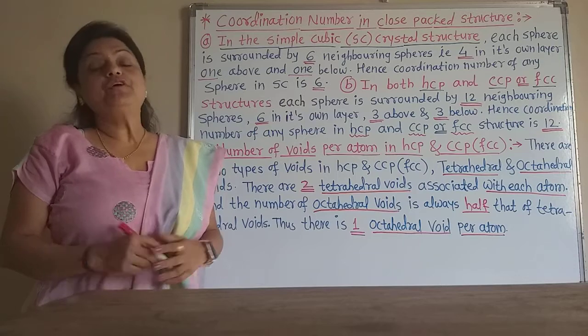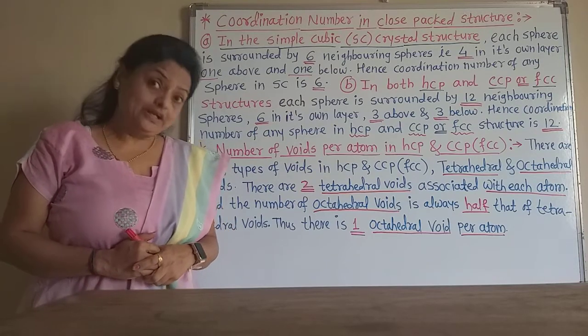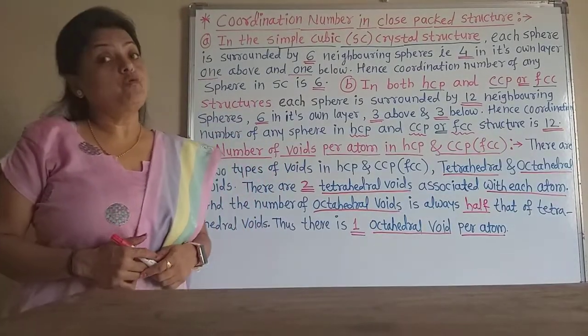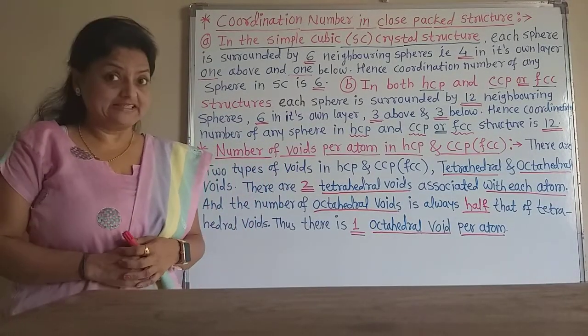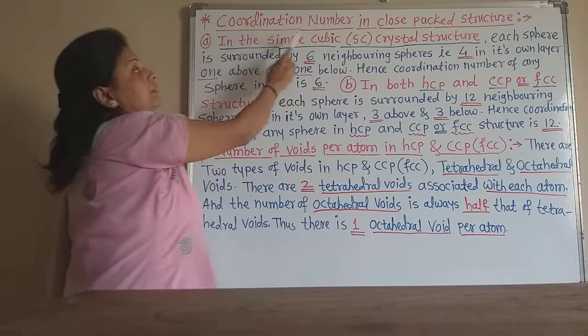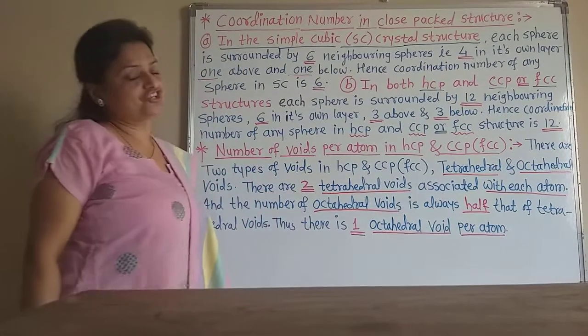Today we mainly have to learn about the packaging efficiency, but there are a few things which we already learned, and these are very important for solving the numericals. So let us learn again the coordination number in close packed structures.